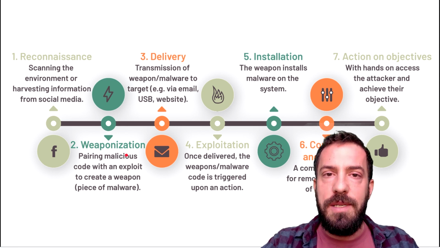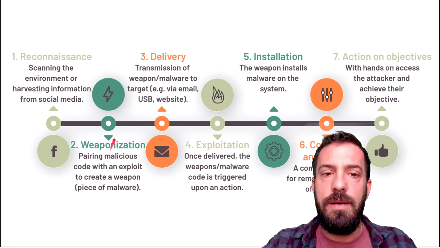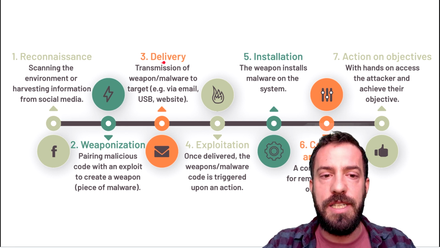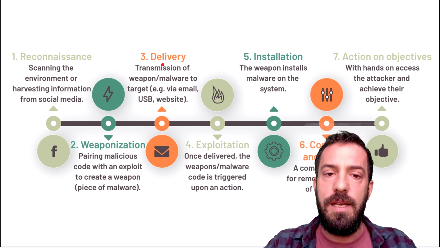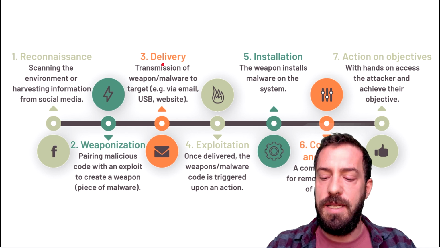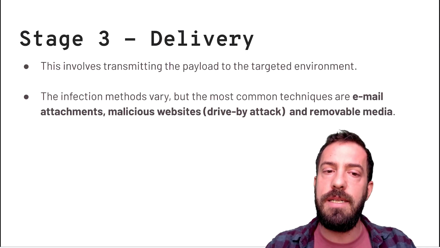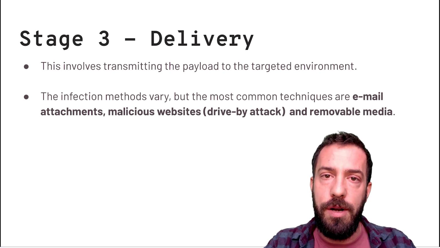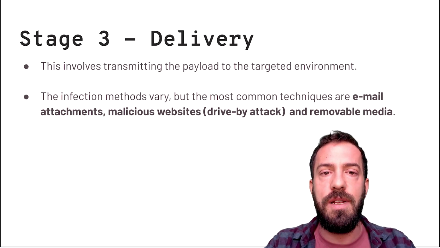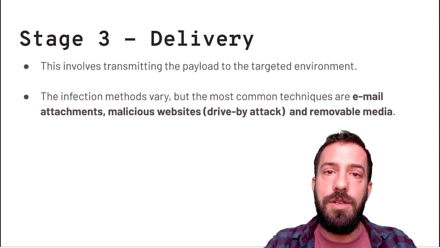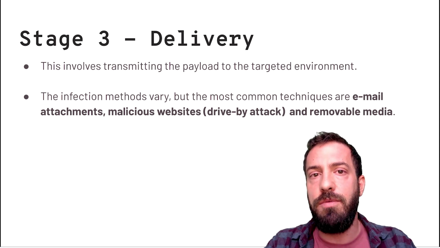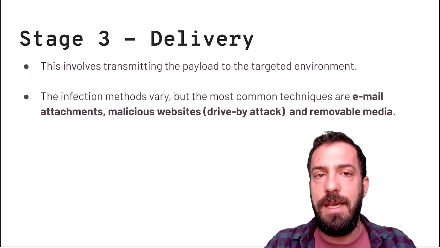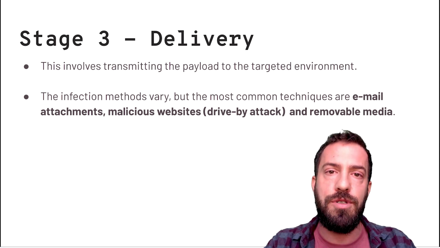After the weapon has been created, for example the malware, it has to be delivered in step 3 of the cyber kill chain. So it has to be transmitted to the target somehow. This somehow can be an email attachment. In the Ukraine power grid attack, it was an email attachment for spear phishing. It could be malicious websites. Havex malware was delivered with a drive-by attack, where operators visited a trusted website on which the malware was placed.